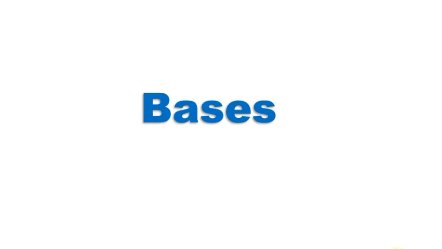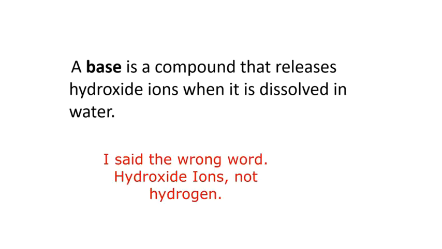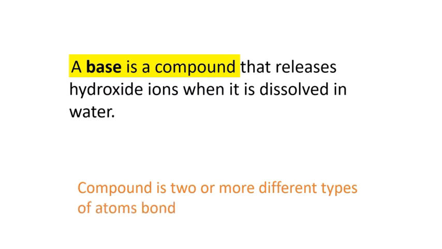Okay, now we'll talk about bases. So the definition in the book is that a base is a compound that releases hydrogen ions when it is dissolved in water. All right, once again, we already know what a compound is from before. Just to refresh, it is two or more different types of atoms bonded together.